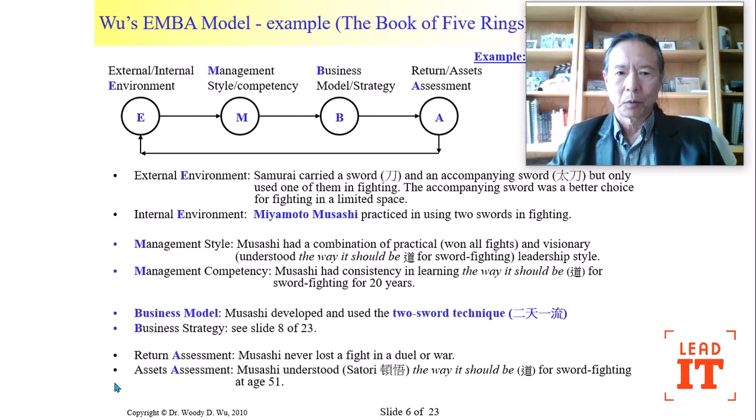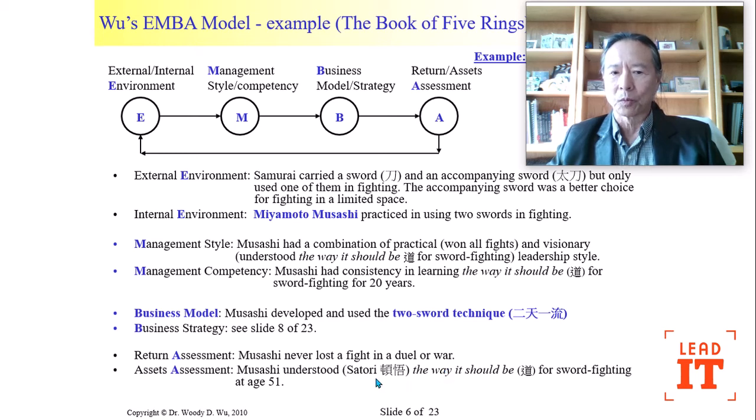Business model. Miyamoto Musashi developed his two-sword technique. Business strategy. You want to see slides 8 to 23 to see all the business strategy, or sword fighting strategy. Return assessment. Miyamoto Musashi never lost a fight in a duel or war. This is achievable by not fighting an opponent if you cannot win. If you do not do that, then you will never lose. Assets assessment. Miyamoto Musashi understood the way it should be.